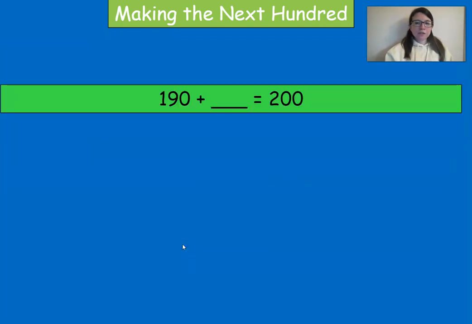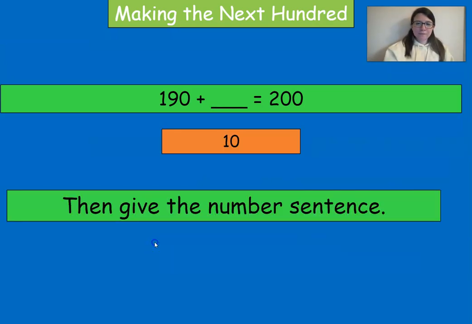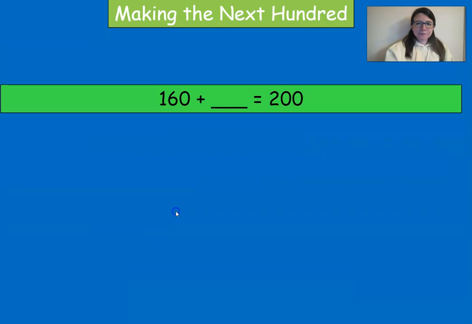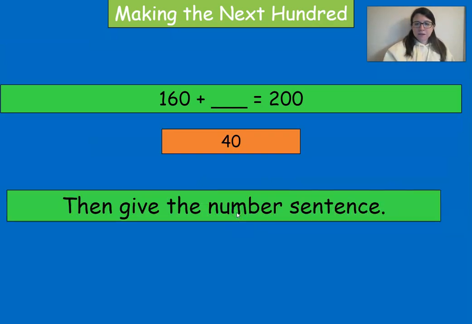Nice job. Let's try this one. Again, counting by tens because we're going to count to the next 100. What's going to be that missing number? 1 ten or 10. So 190 plus 10 equals 200. Nice job. Let's try this one. If we're at 160, we want to get to the next 100. 160, 170, 180, 190, 200. 4 tens is 40. The whole number sentence would be 160 plus 40 equals 200.